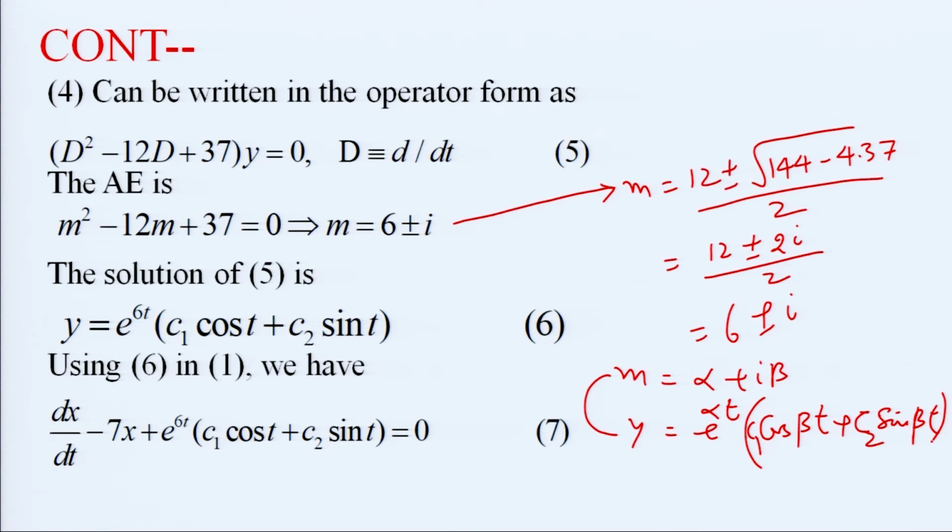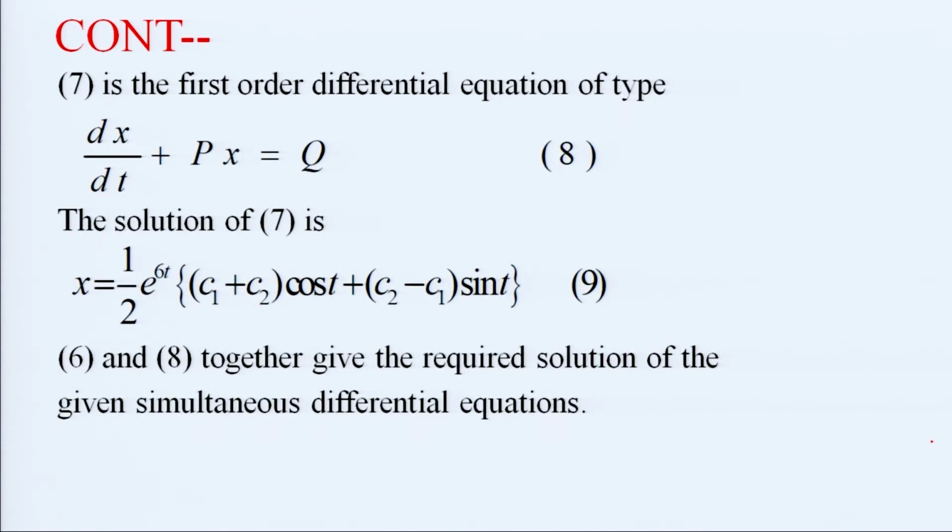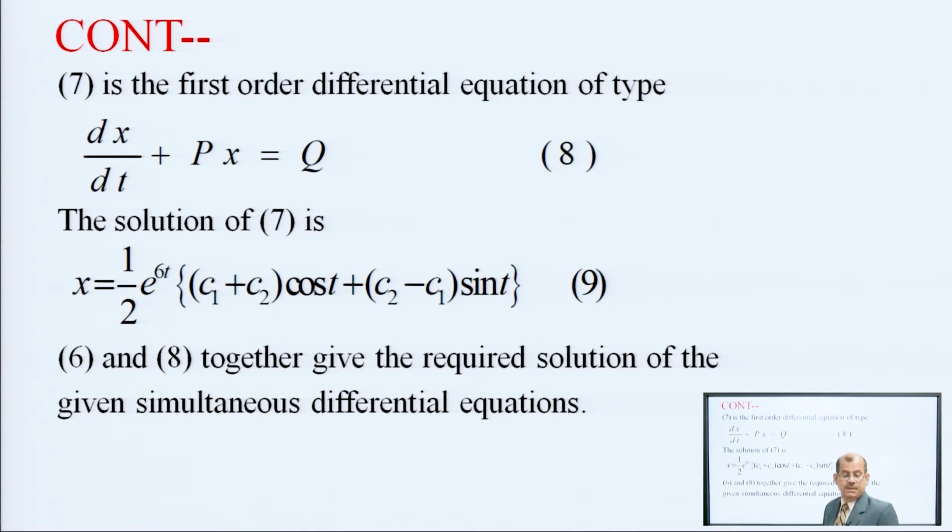It is the first order differential equation like dx by dt plus p x is equal to q. The solution is of the form x is equal to 1 by 2 e raised power 6t (C1 plus C2 cos t, C2 minus C1 sin t). 6 and 8 together give the required solution of the simultaneous equation.